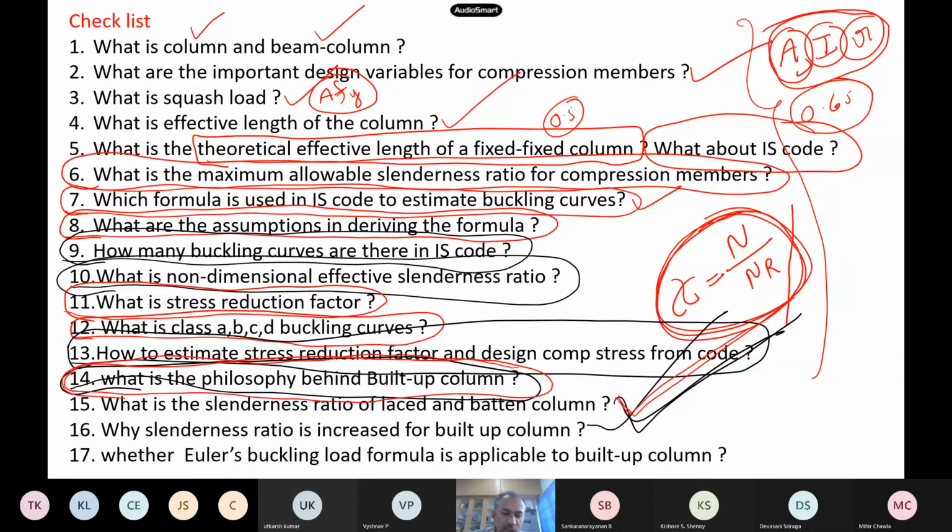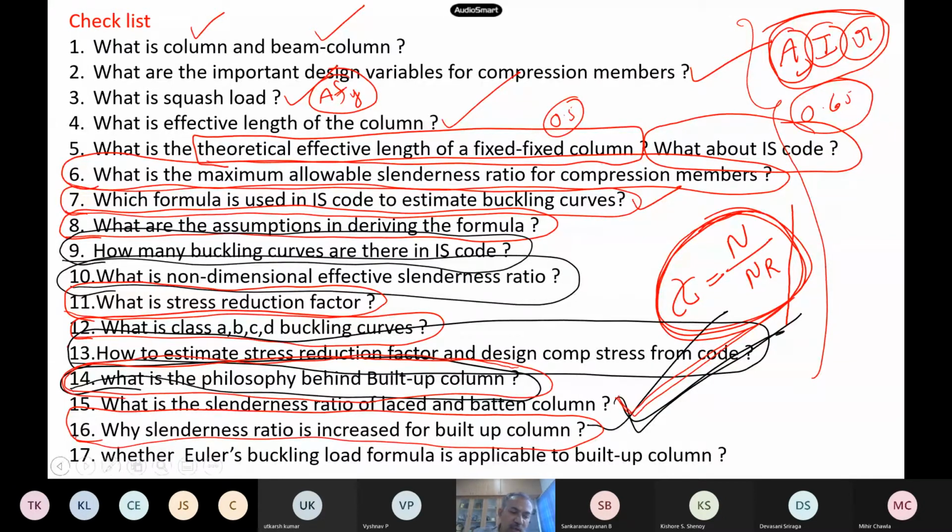Why do we increase this? Why is the slenderness ratio increased? If somebody asks you why you are taking 5% and 10% more, what reason will you give? To account for shear deformation effects. Excellent. The shear deformation will be there in these types of columns, so for that we do it.